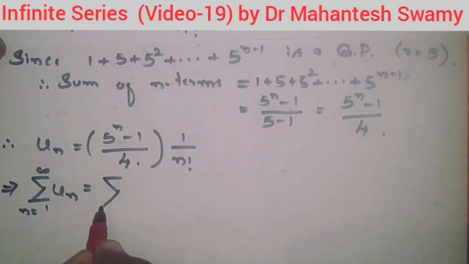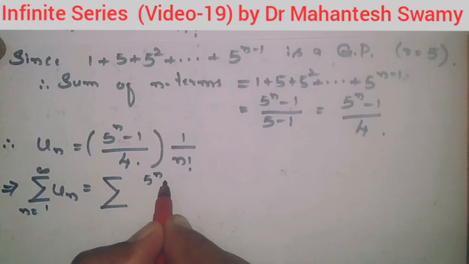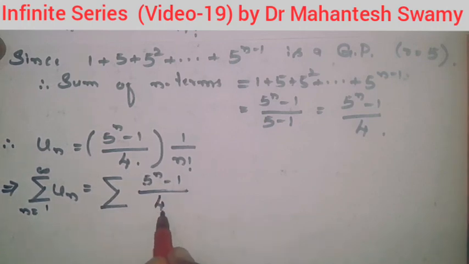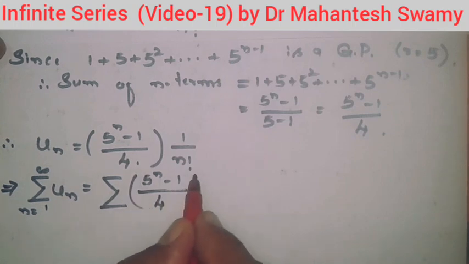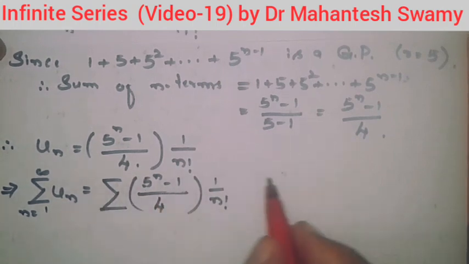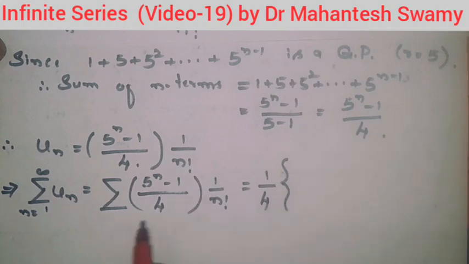summation of, on the RHS, 5 to the power n minus 1 divided by 4 into 1 by n factorial. And I can simplify this by taking 1 by 4 outside. So let us take 1 by 4 outside here into the bracket. The remaining thing I can split up into two summations.